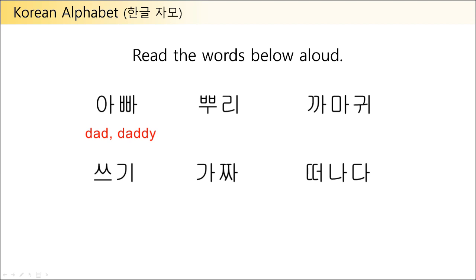Great. Next word is 뿌리, 뿌리. It means the root of a tree or plant. Repeat after me.